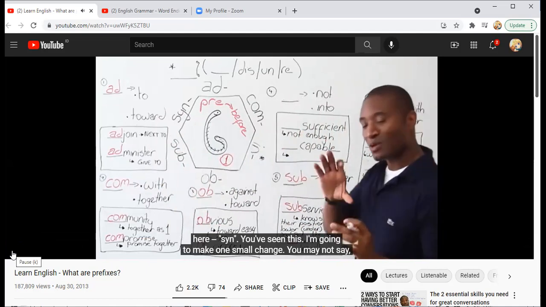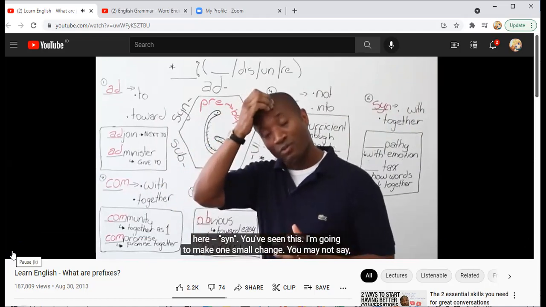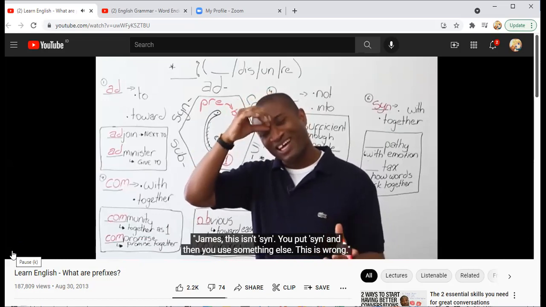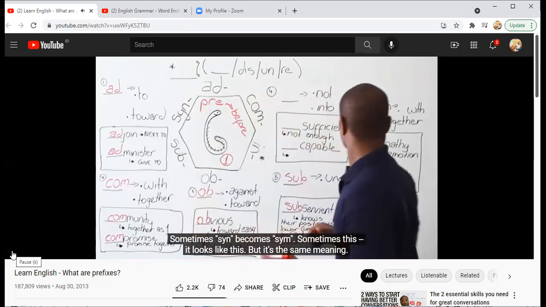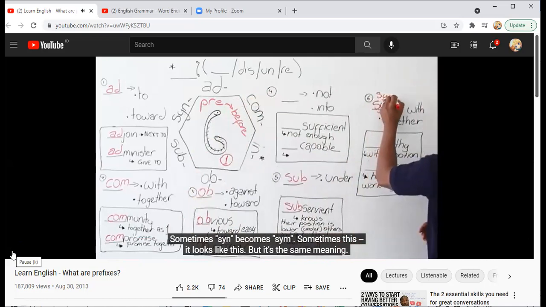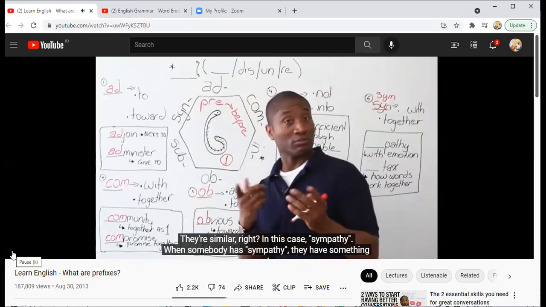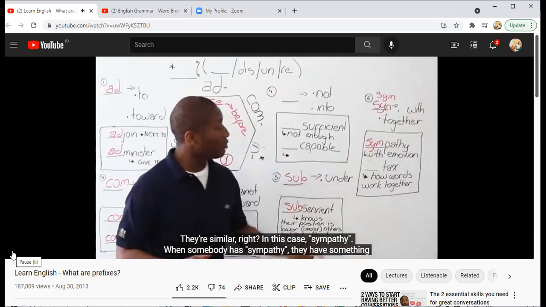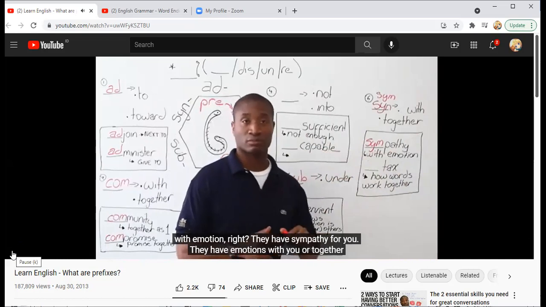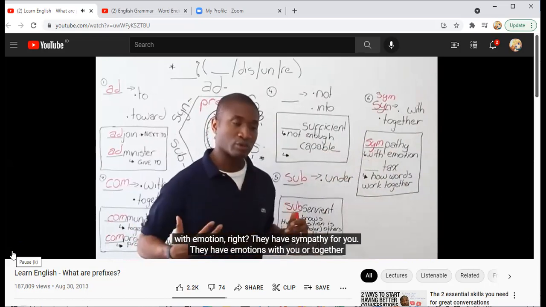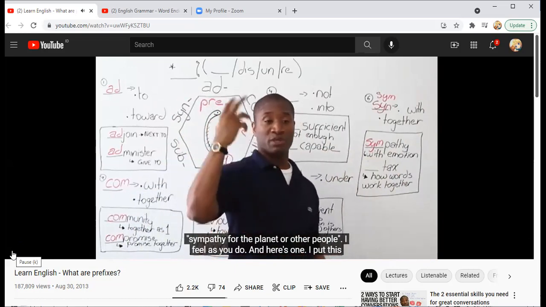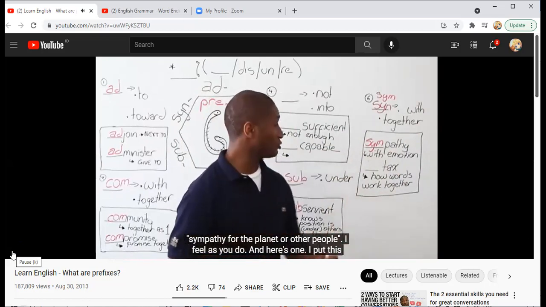You've seen this. I'm going to make one small change. You may say, James, this is sin. You put sin, and then you do something else. This is wrong. Sometimes sin becomes sim. Sometimes it looks like this, but it's the same. In this case, sympathy. If somebody has sympathy, they have something with emotion. Right? They have sympathy for you, they have emotions with you, or together with you. They share that with you. Sympathy for your children, sympathy for the planet or other people. I feel as you do.